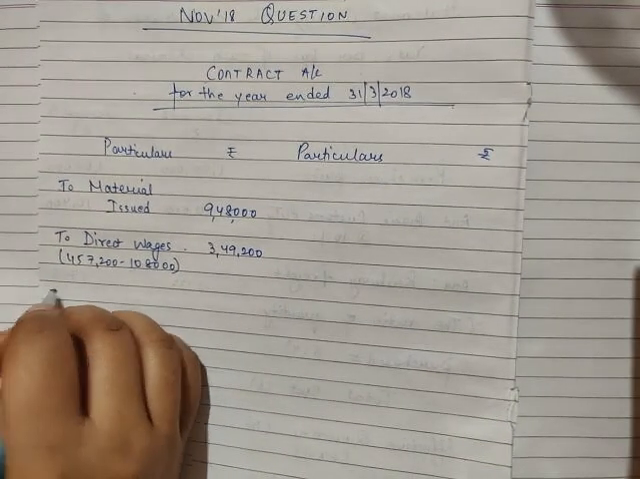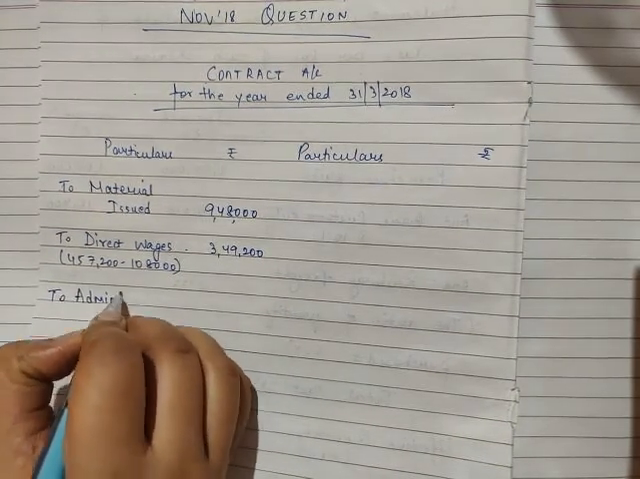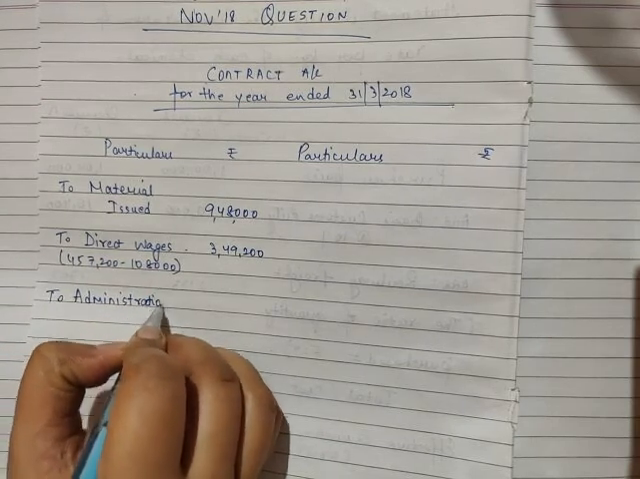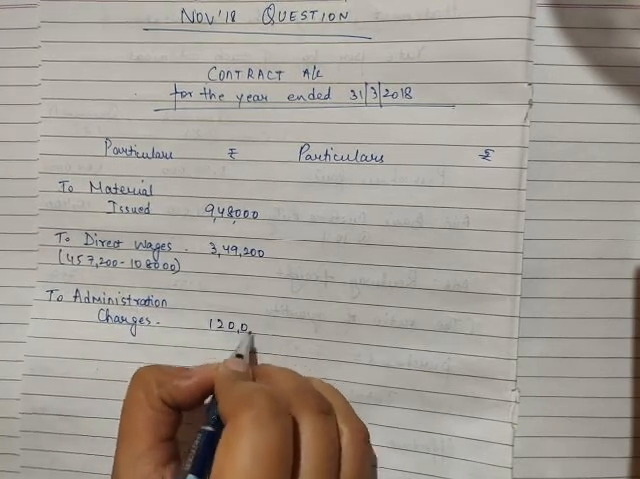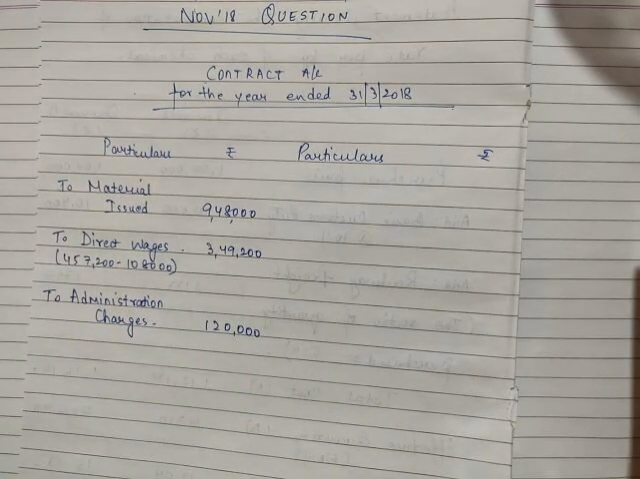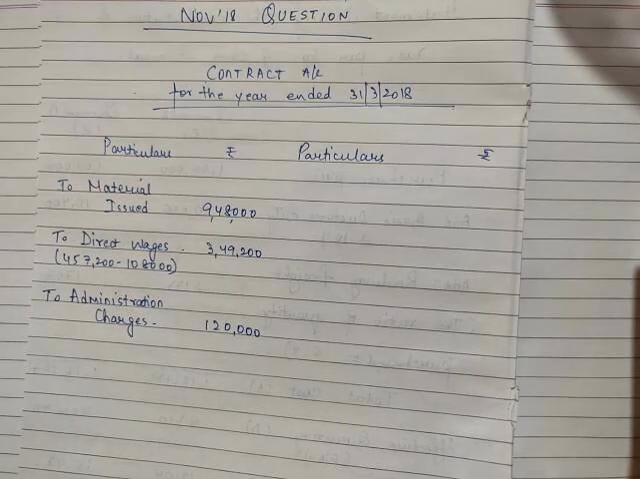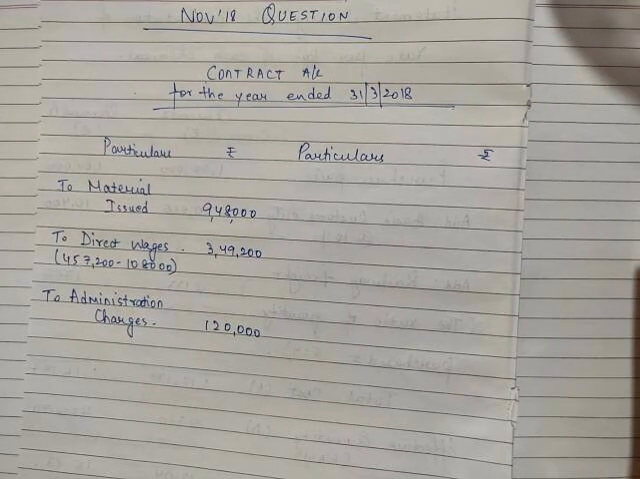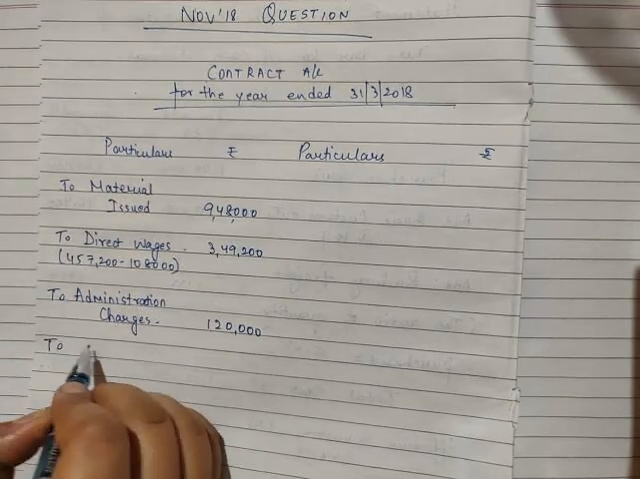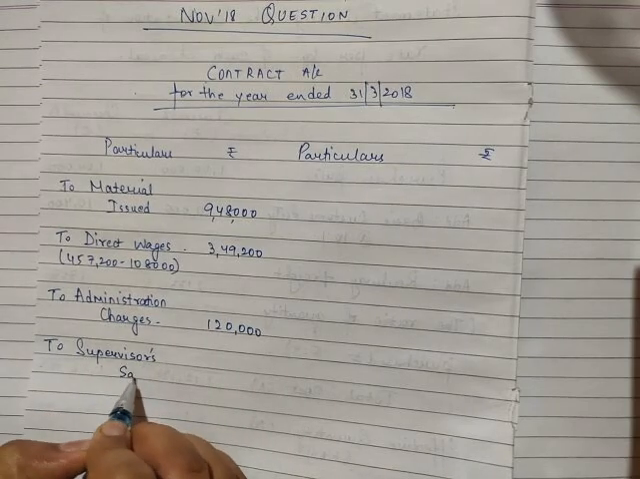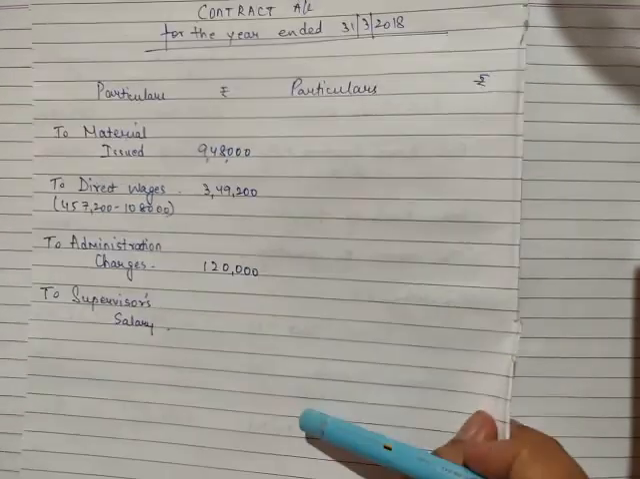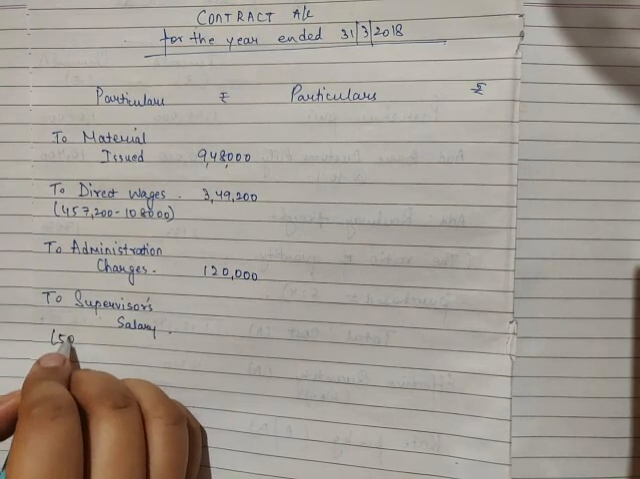Next we have administration charges. So to administration charges, we have 1,20,000. The next adjustment given in the question is that a supervisor who is paid 50,000 per month has devoted two-thirds of his time to this contract. So to supervisor's salary, the per month salary is 50,000.